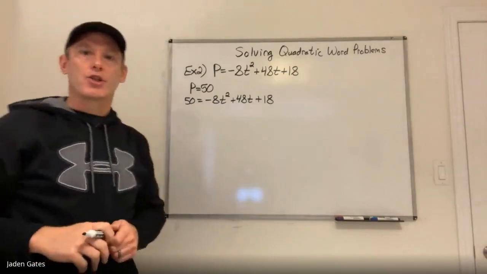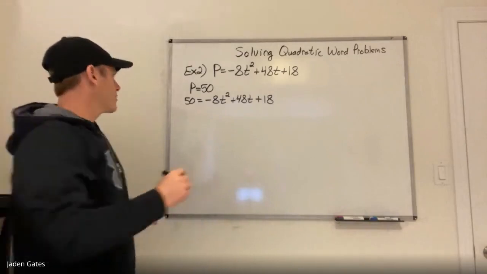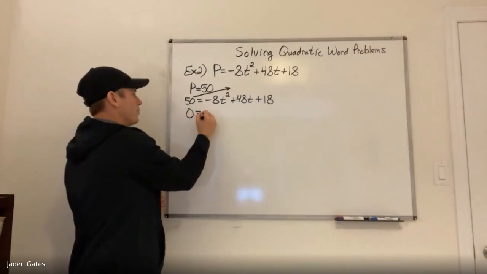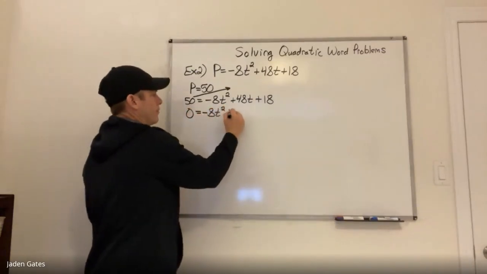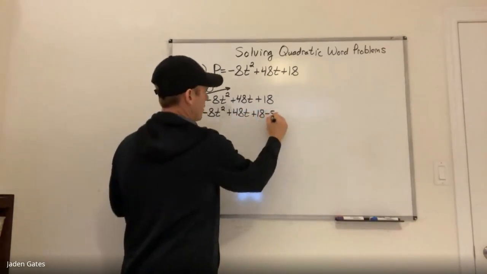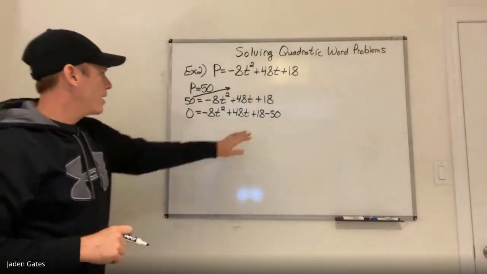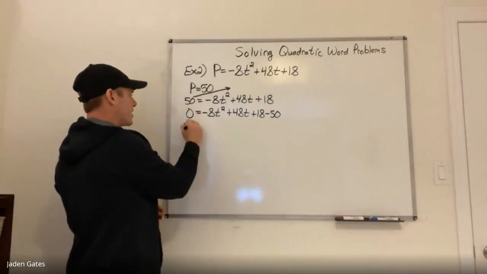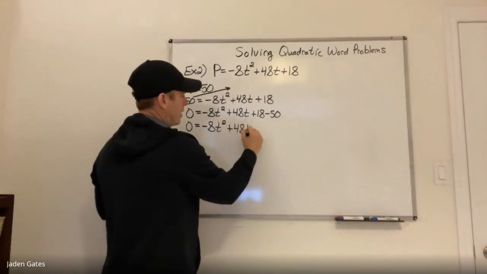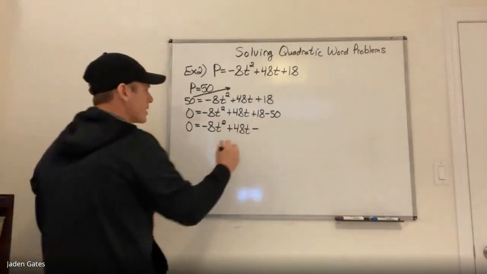But again, to solve either by factoring or with the quadratic formula, you have to have a zero on one side. So I'm going to move that 50 over to the other side. And so I have zero equals negative 8t squared plus 48t plus 18. But now I have a minus 50 there because the 50 changed sides, so it changes sign. Before I do anything, I have to get it in standard form, which is almost in, except I have to put my C's together. So let's see here. Positive 18 minus 50, I believe that's a minus 32.